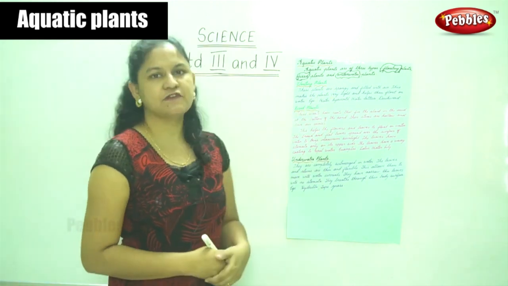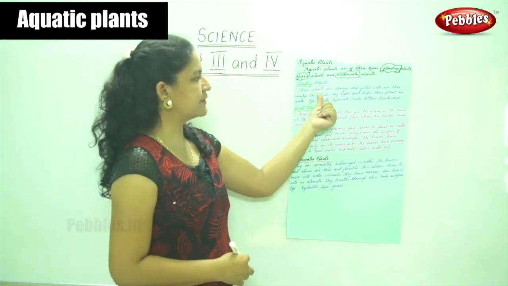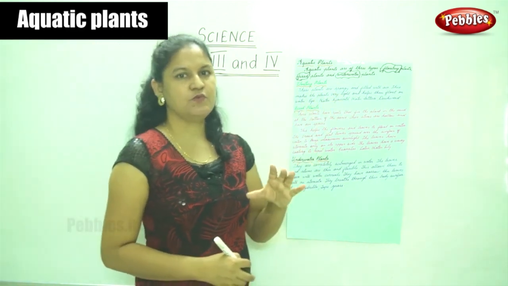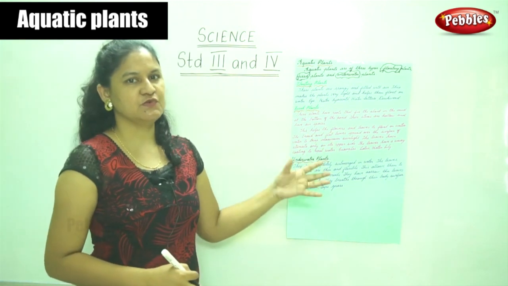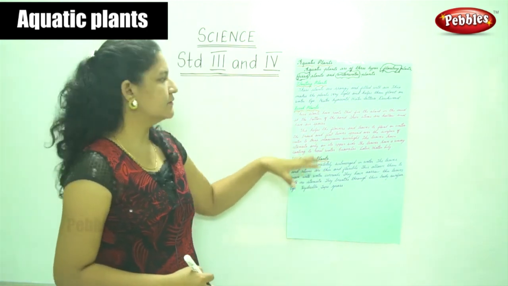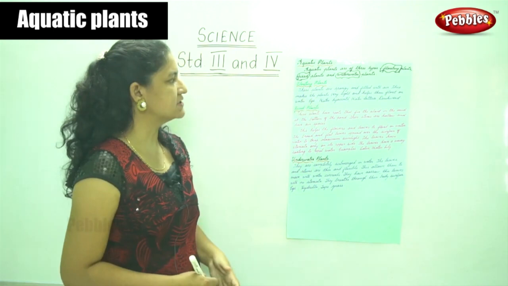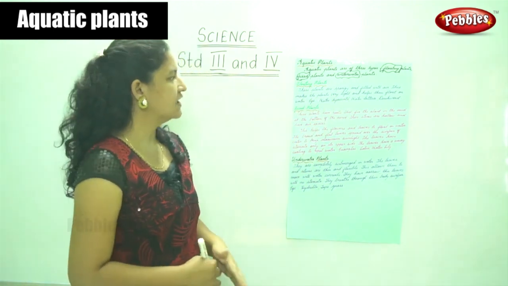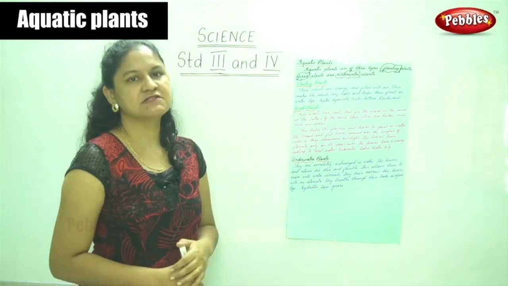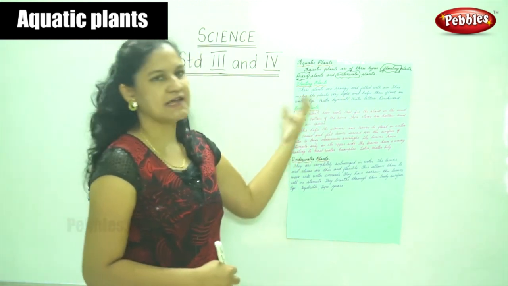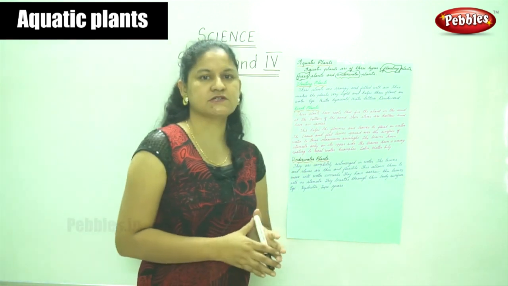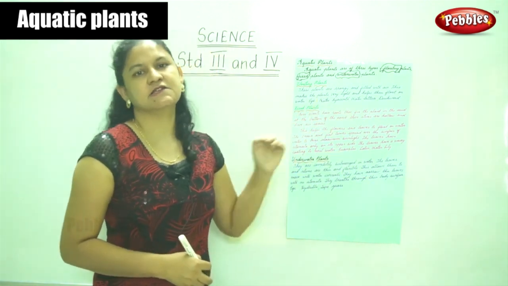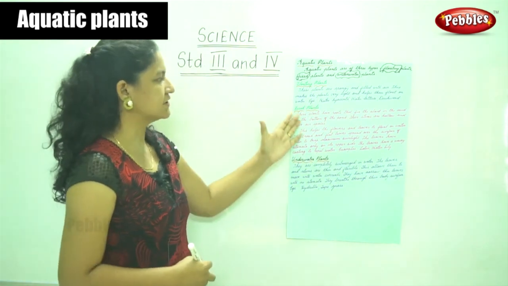So the first, floating plants. These plants are spongy and filled with air, like the sponge that we use to erase the board. This makes the plants very light and helps them float on water.